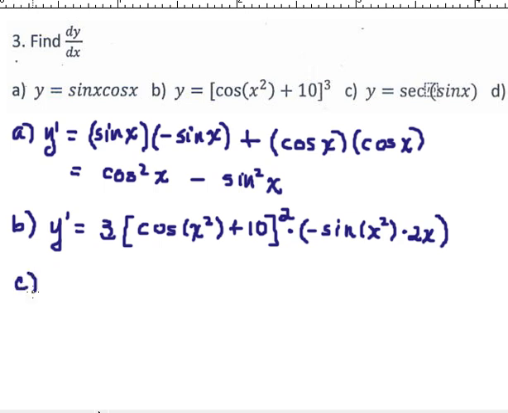C, all right, let me rewrite this. We have y is equal to secant of sine x. So this is a composite function. The outer function is secant and the inner is sine x.